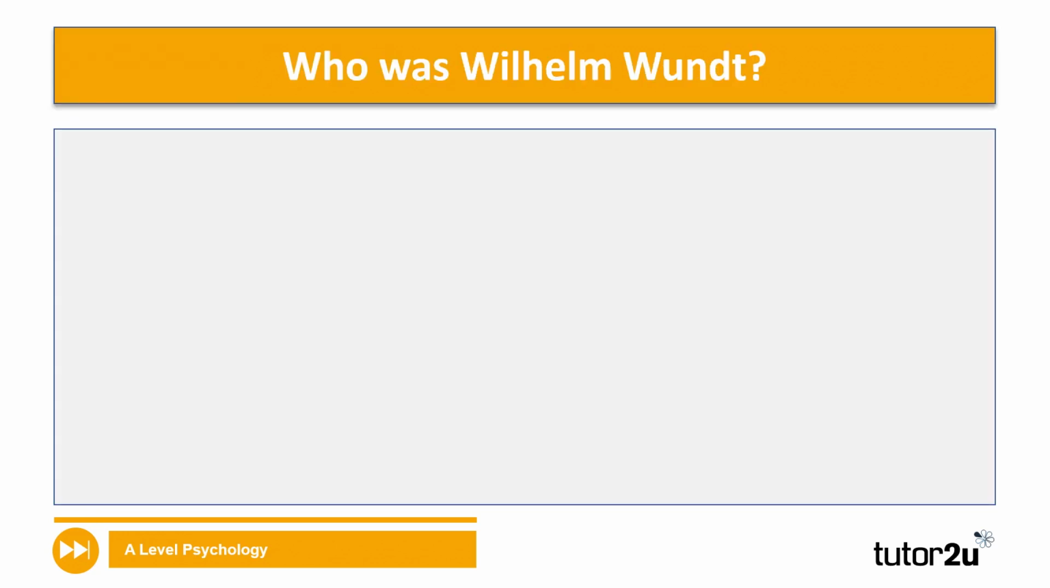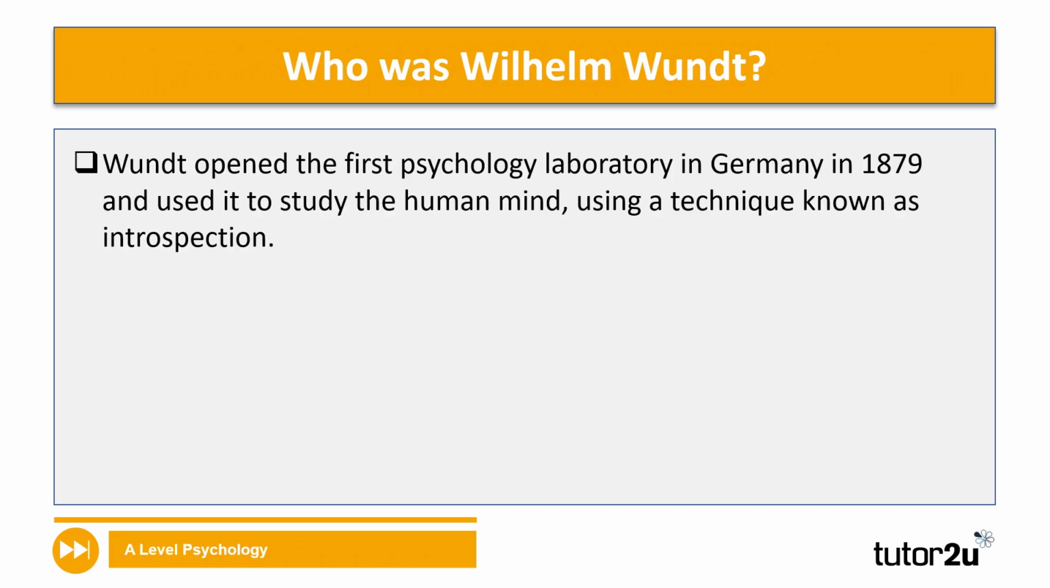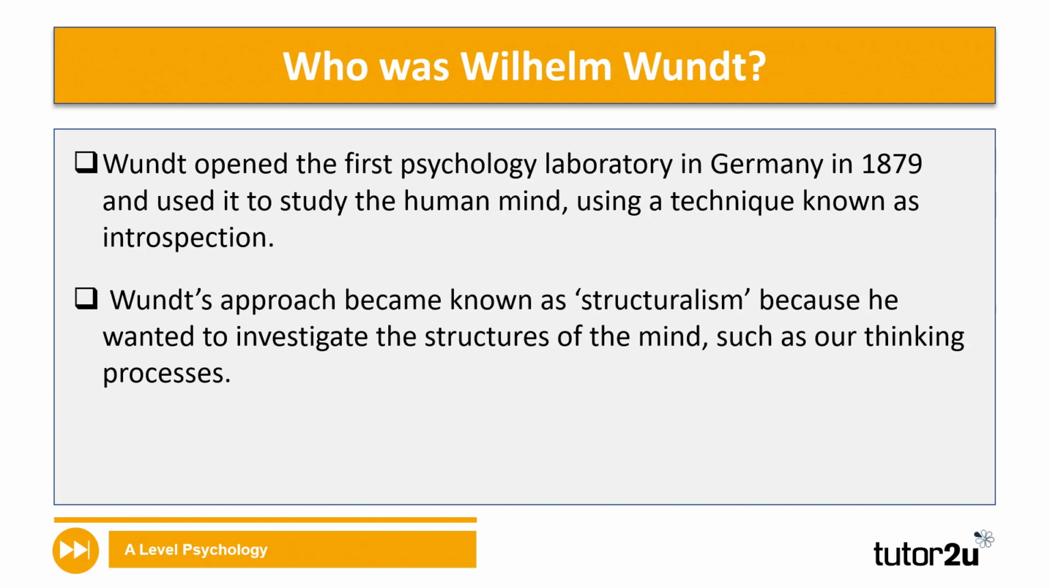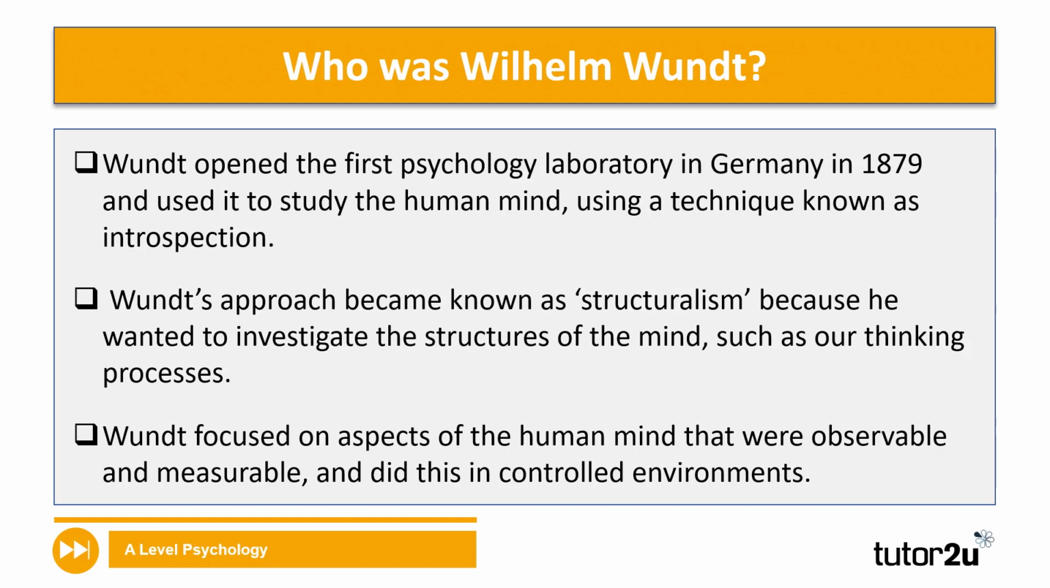So who was Wilhelm Wundt, and why is he so influential in the field of psychology? Well, Wundt opened the first psychology laboratory in Germany in 1879 and used it to study the human mind using a technique known as introspection, which we've already mentioned. Wundt's approach became known as structuralism because he wanted to investigate the structures of the mind, such as our thinking and our processes. Wundt focused on aspects of the human mind that were observable and measurable, and did this in controlled environments. Before Wundt's approach, any assumptions about the human mind were deep-rooted in philosophy, so moving towards observable and measurable methods was a giant leap.